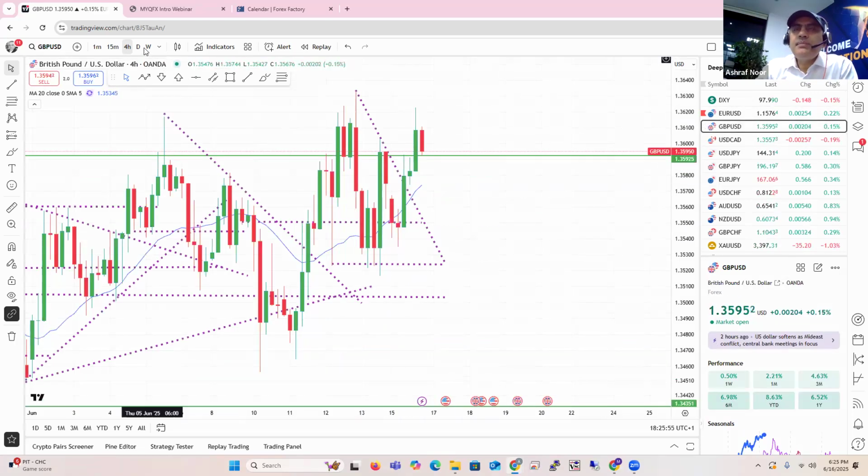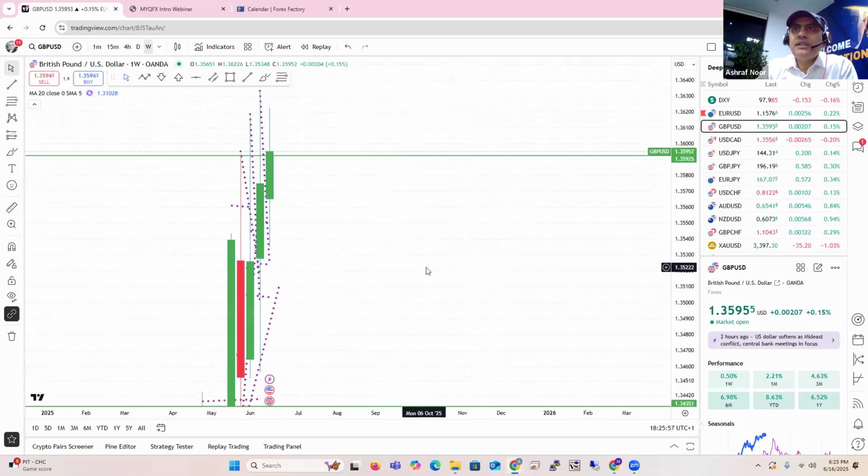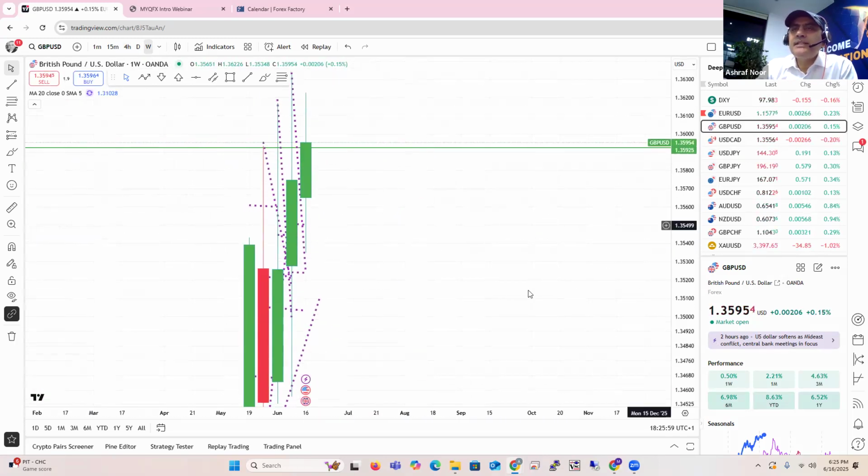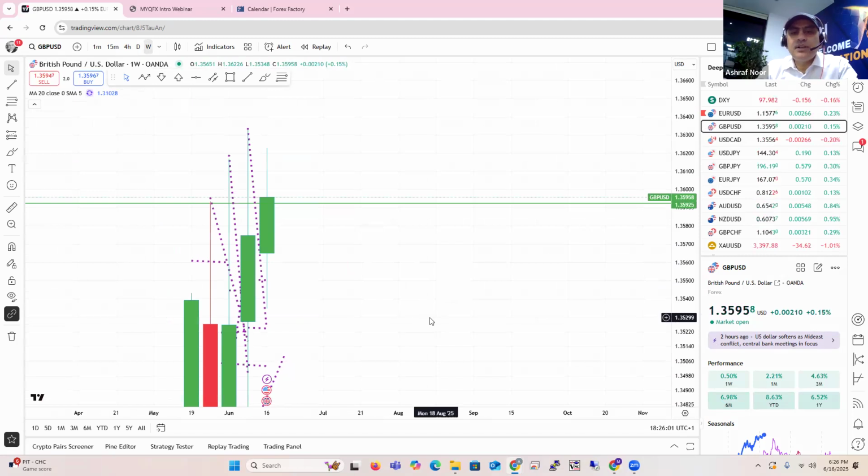So if you look at the pound dollar, let's look at the weekly chart. I can see here an early sign of rejection, but it's too early to say because this candle is not finished yet. We have this spike, this spike, this spike, but this candle is not finished yet.